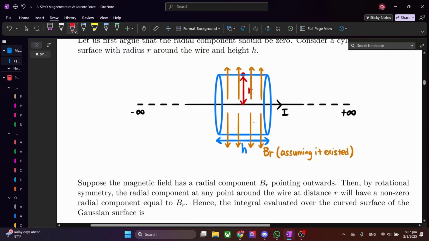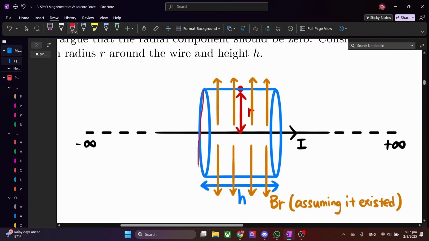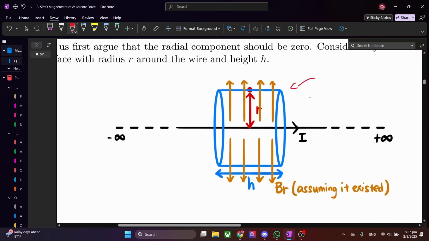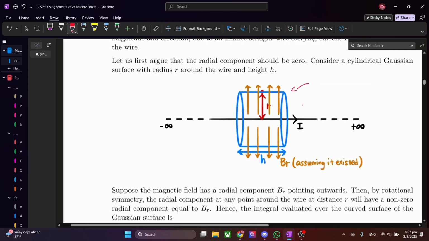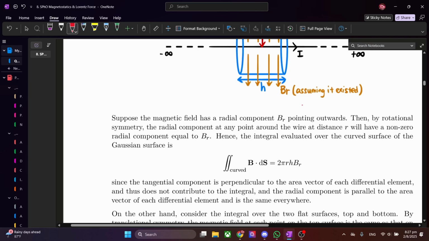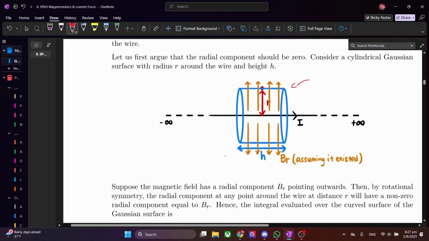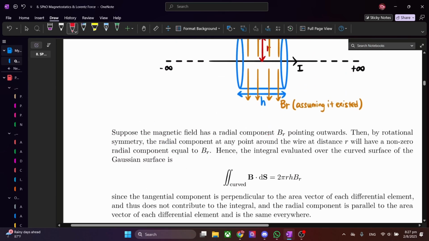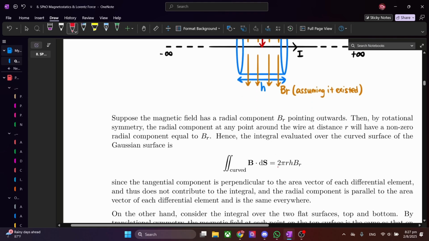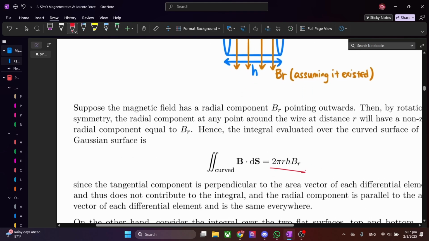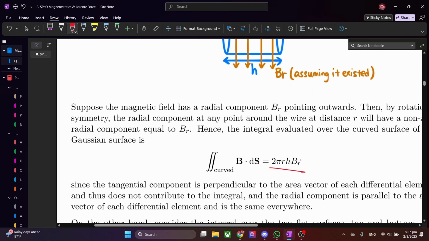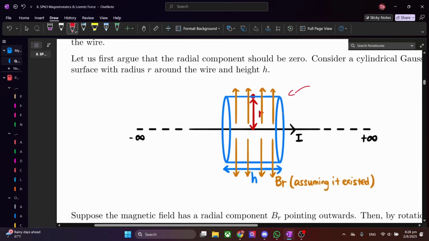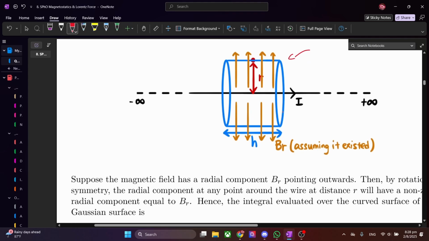So let's take this Gaussian surface as drawn here. This Gaussian surface is this cylinder, and we want to consider the net magnetic flux through it. The first thing we do is consider the magnetic flux through this curved surface, which by the logic I just mentioned is going to be this expression here. B_R is the radial component of your magnetic field at this distance.